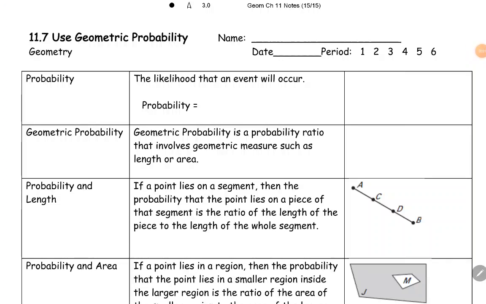Hello, this is Scholar Strife doing some math today in geometry. We're going to be using geometric probability. So probability is the likelihood that an event will occur.